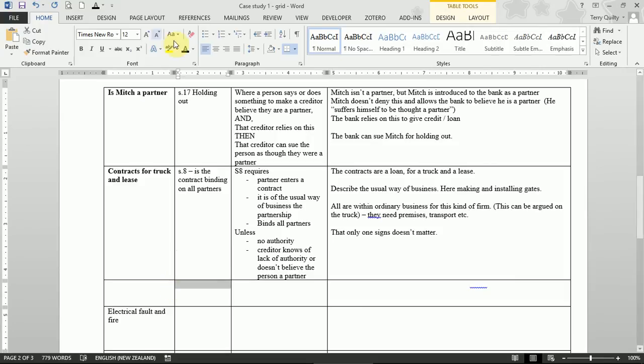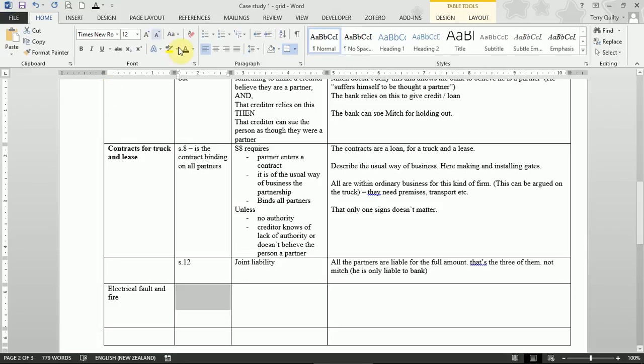It only requires one partner. Then we turn to the liability issue, which is Section 12. And we know it's joint liability, and that means that all partners are liable for the full amount. That's the three of them. Just making the point here, it's not Mitch. He's only liable to the bank by holding out. Holding out doesn't make you a partner, it only makes you liable to that one creditor.